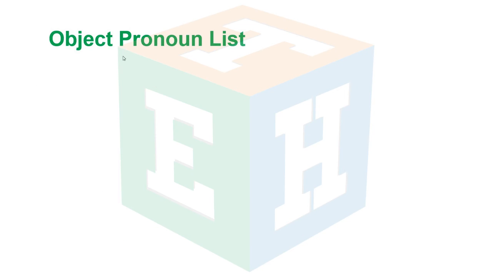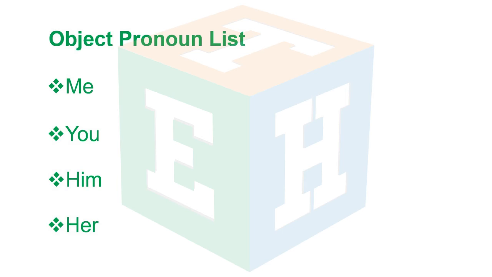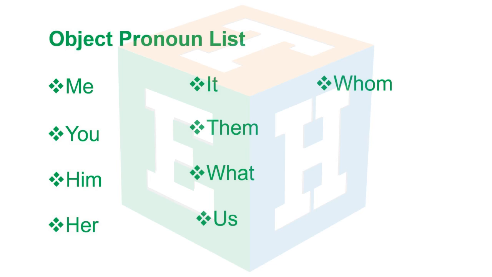Object pronoun list. Me, you, him, her, it, them, what, us, whom, which, that.